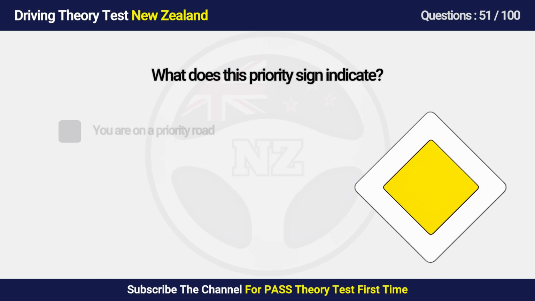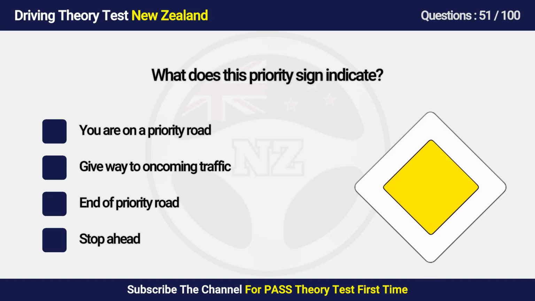Question 51. What does this priority sign indicate? A. You are on a priority road. B. Give way to oncoming traffic. C. End of priority road. D. Stop ahead.